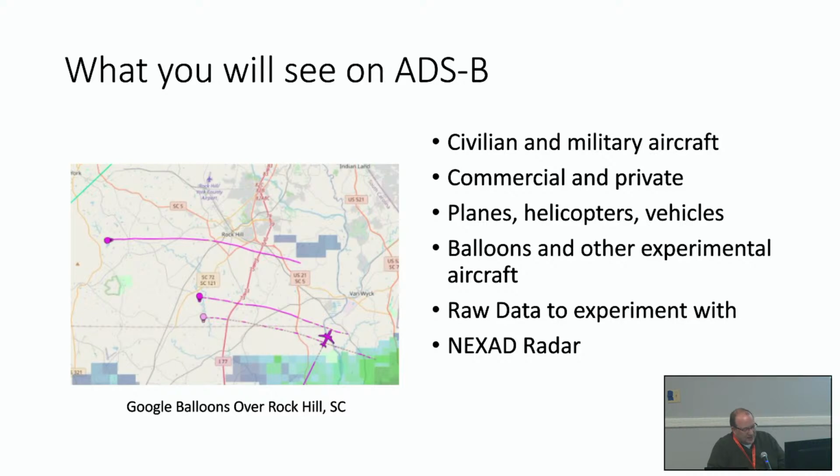I can't remember the name of the Google project, but this is where they were experimenting with sending or providing Wi-Fi to people in rural countries. They were going to use balloons possibly. And they were testing this over Rock Hill. It's really cool. I'd never seen anything like it, and I haven't seen anything since.